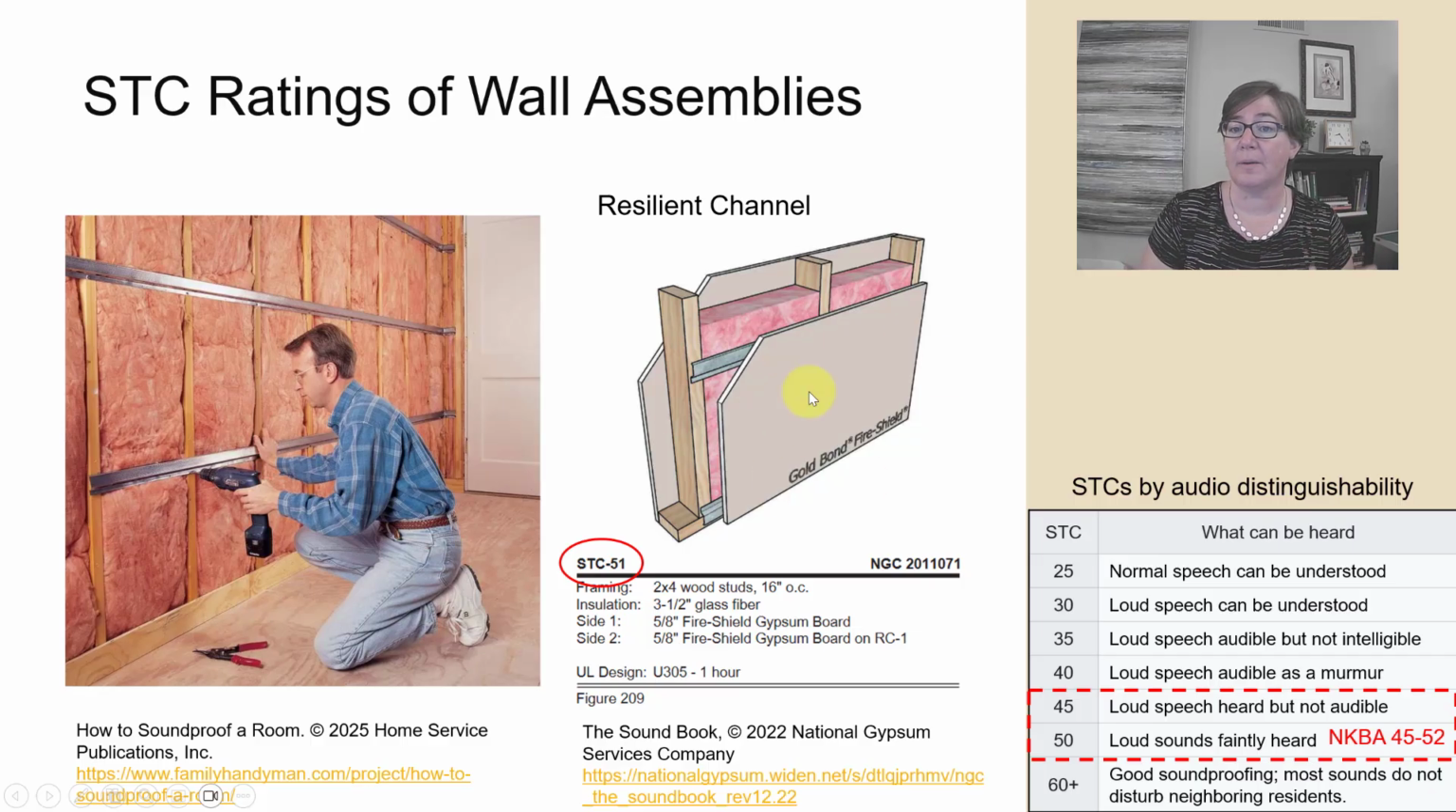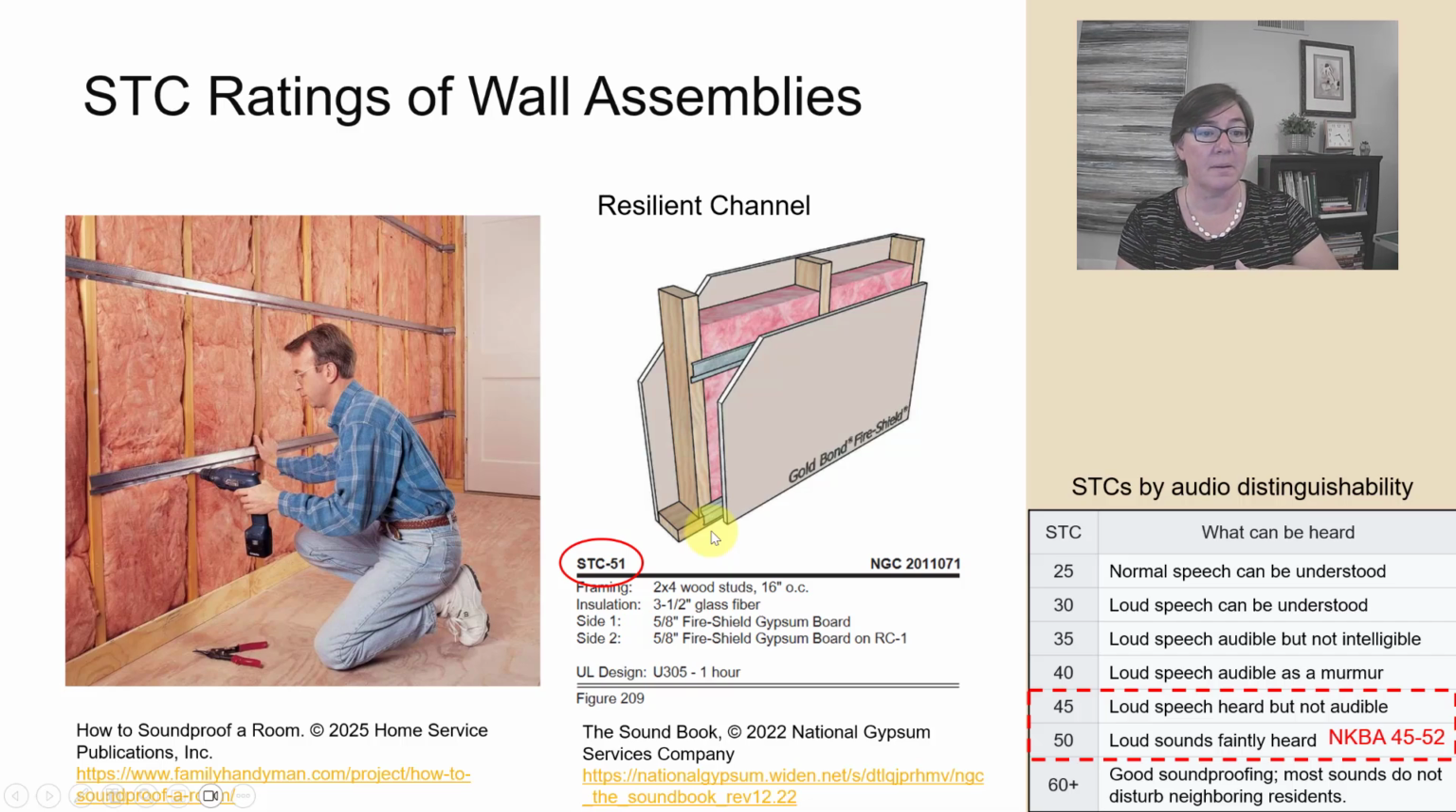Notice we're not using any of the specialty acoustic gypsum board in this case, but we have jumped all the way up to STC of 51. This is a very good acoustic wall for residences.